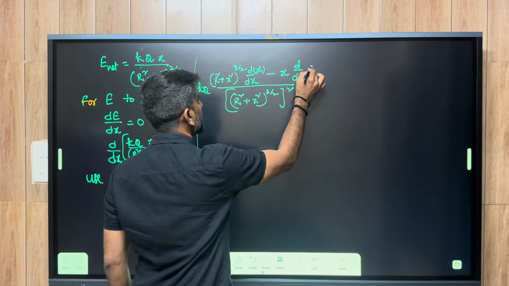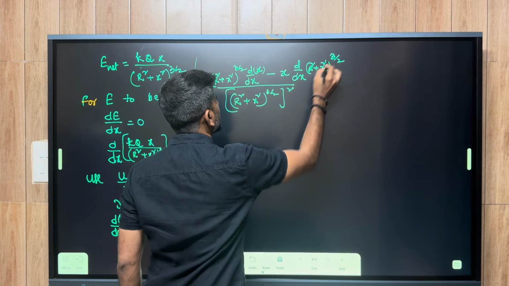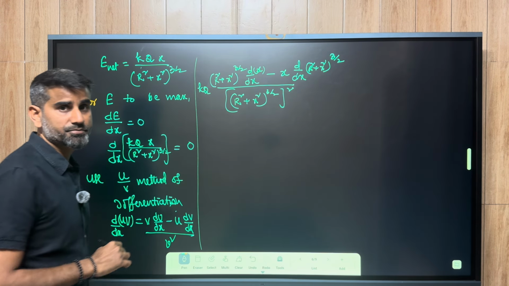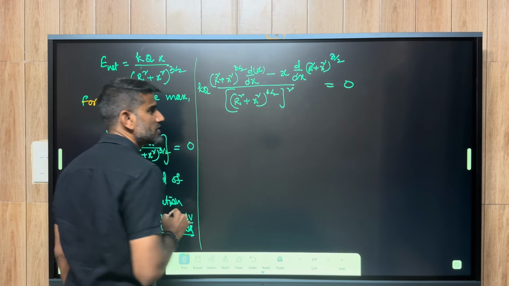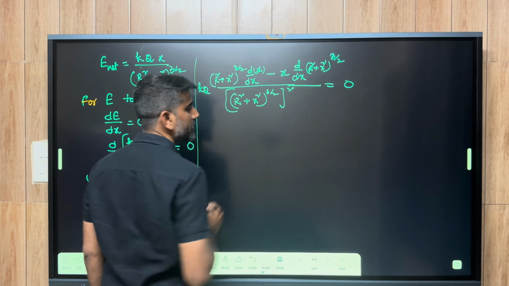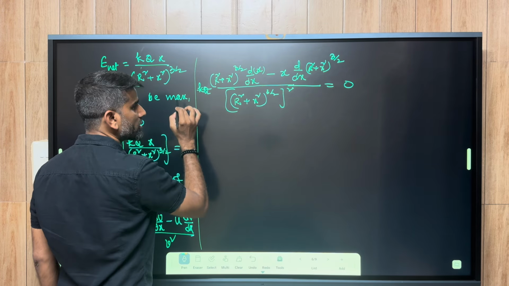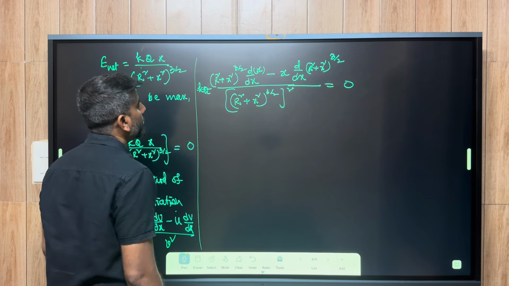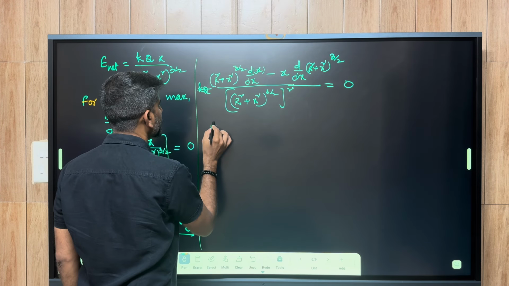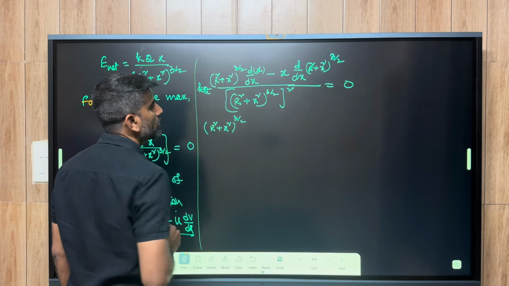It is (r square plus x square) whole to the power 3 by 2. Right, now let's differentiate, which is equal to 0. Now simplify. If I take this kq to this side, it will become 0. Now let's keep (r square plus x square) whole to the power 3 by 2.